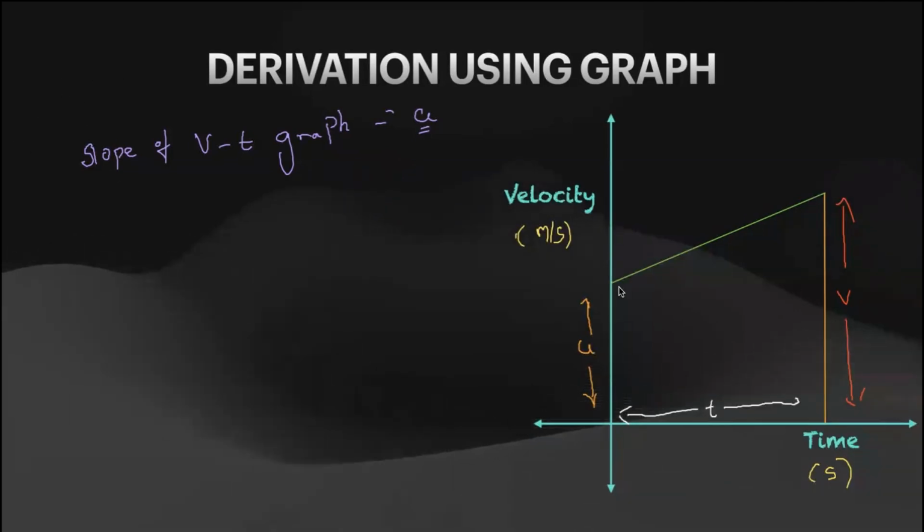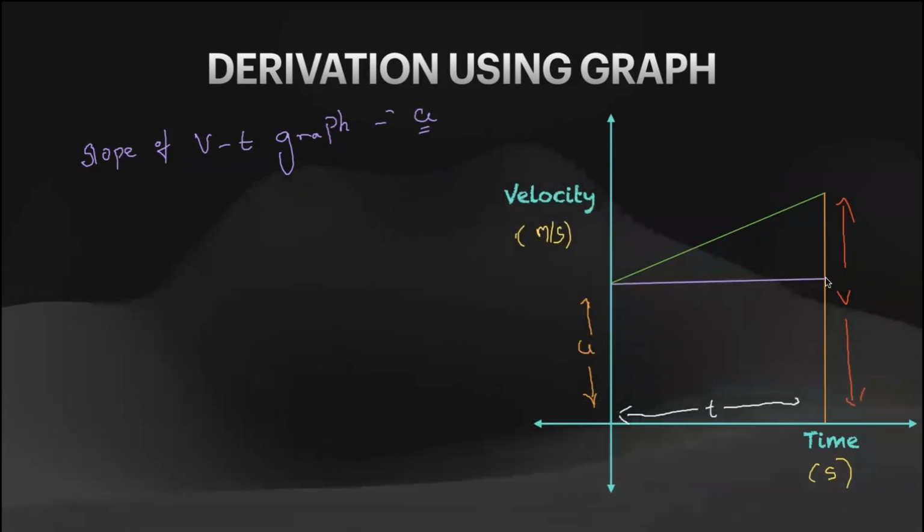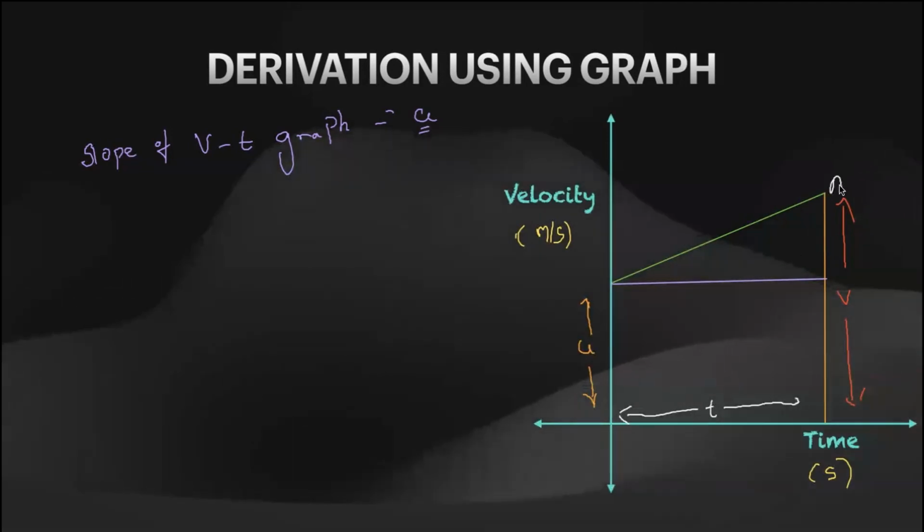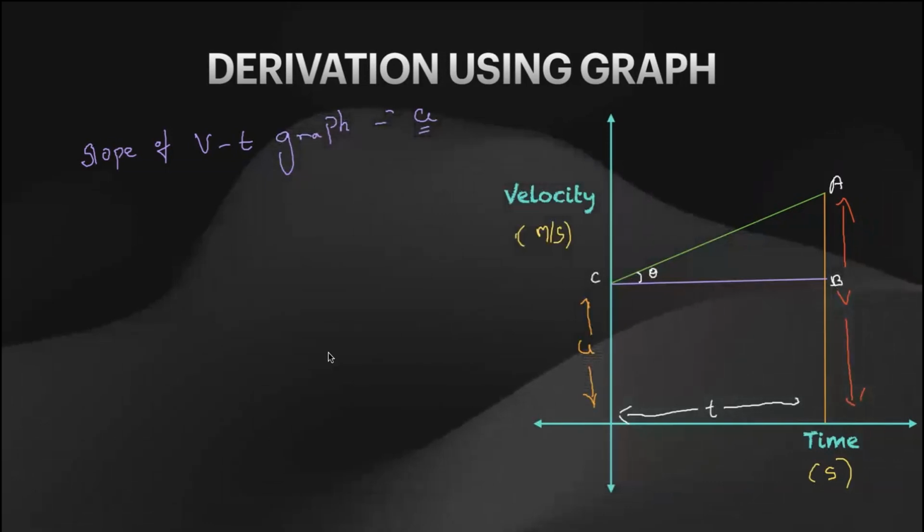Now carefully listen. Now what I will do is make a small triangle over here. This is A. This is B. This is C. And assume this is some angle theta. Okay, clear? Now, what is tan theta?